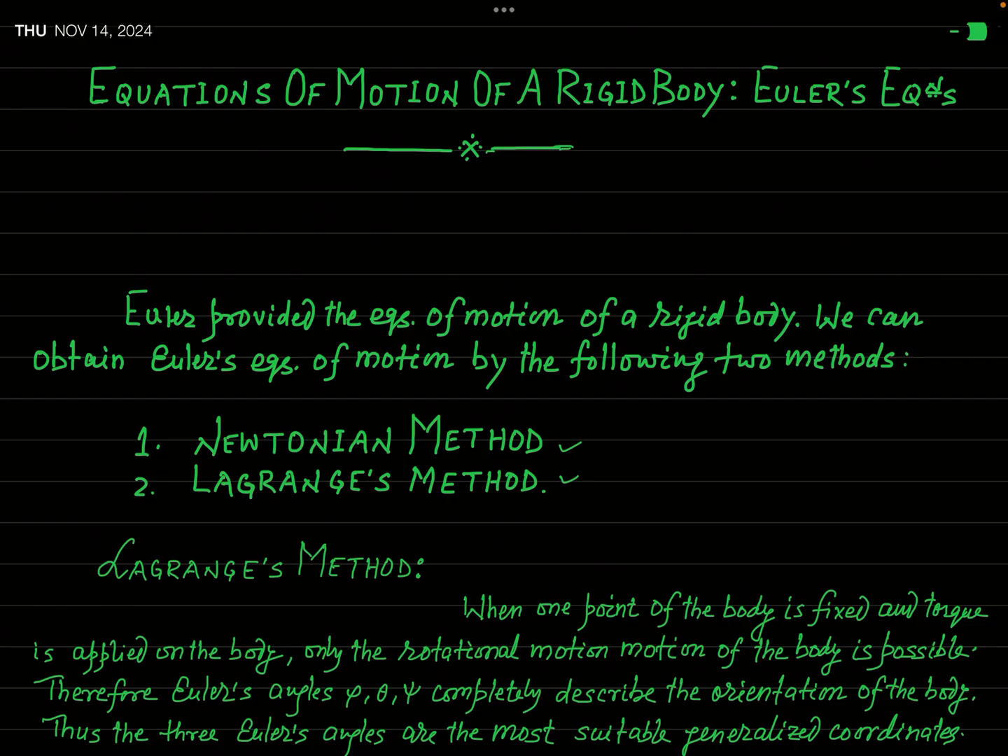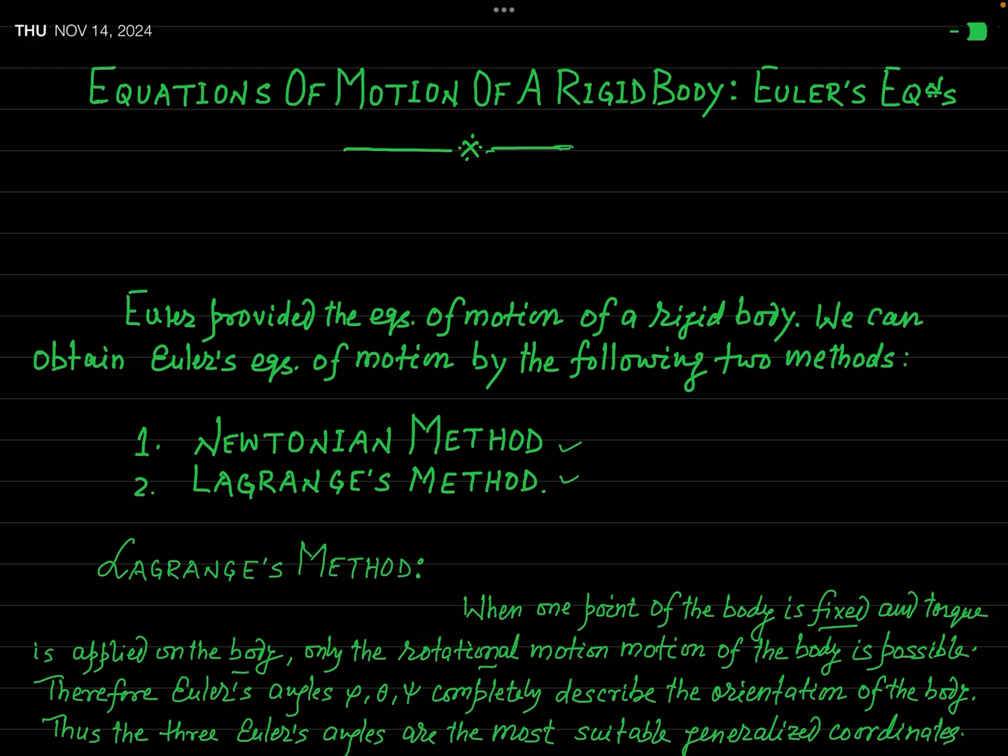Now, as we have seen in the first lecture, Euler's equation deals with the motion of a rigid body when the body is fixed at one point and a torque is applied on it. When a rigid body is fixed at one point and a torque is applied on the body, then only the rotational motion of the body is possible.